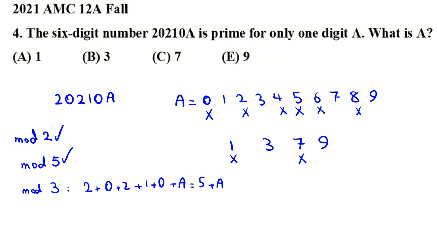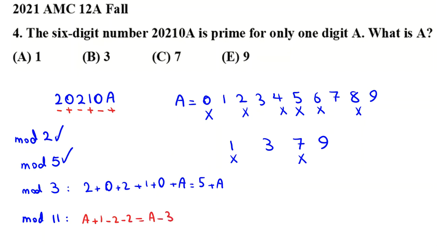The next congruency, the next mod we should check, can you guess? Try a little. Yes, mod 11 we should check. If we want to check mod 11 from the right, we consider plus, minus, plus, minus, plus, minus. It will be A plus 1 minus 2 minus 2, which is A minus 3.